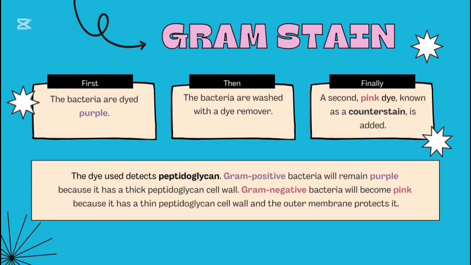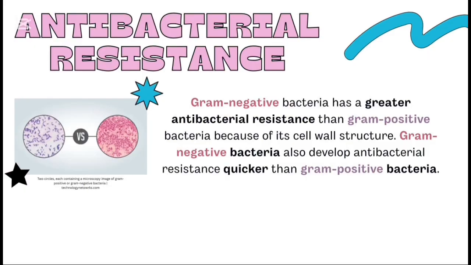Now that a general idea of the cell wall structure of both gram-positive and gram-negative bacteria has been established, we can discuss how the cell wall structure affects the antibacterial resistance of these two types of bacteria. Gram-negative bacteria have a greater antibacterial resistance than gram-positive bacteria because of their cell wall structure. Gram-negative bacteria also develop antibacterial resistance quicker than gram-positive bacteria.